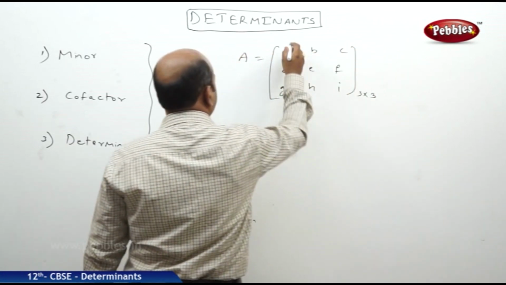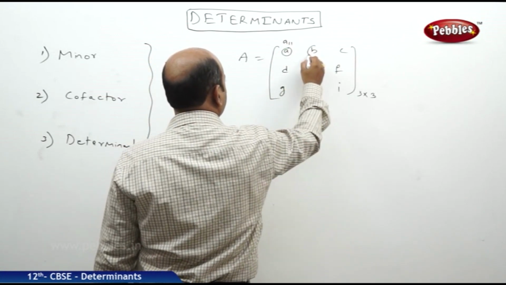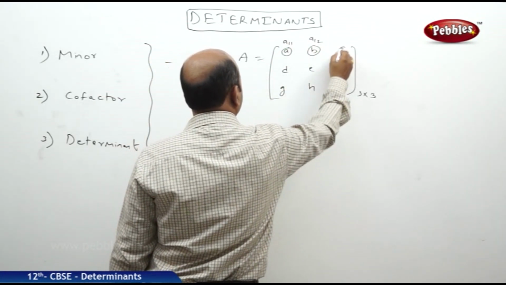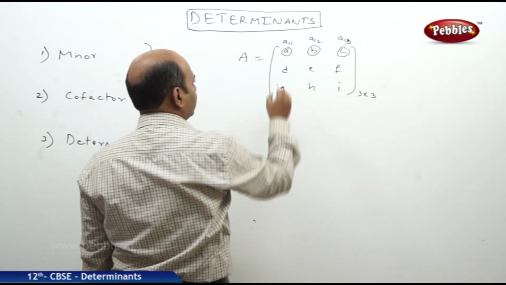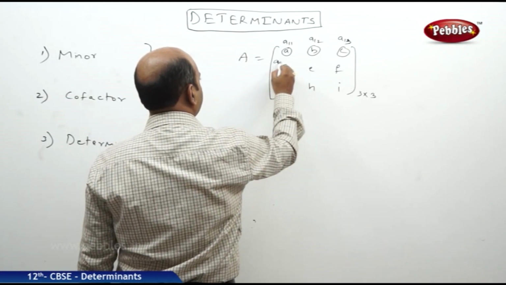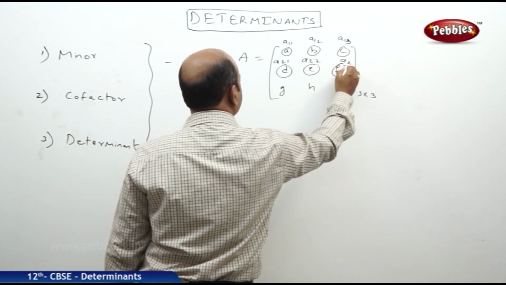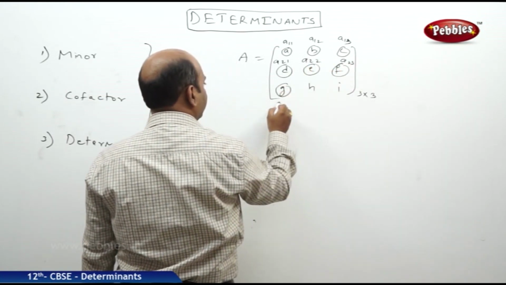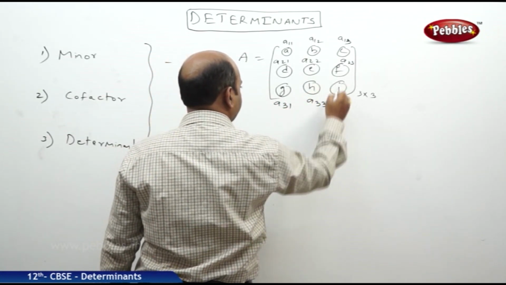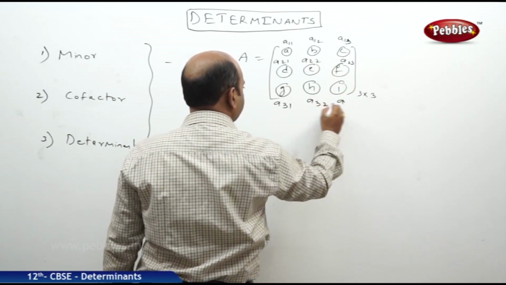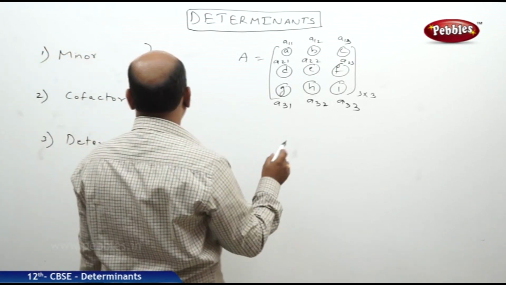If you observe carefully, in matrices I discussed the position of this a is a11, this position is a12, this I can write as a13. How does this a13 indicate? First row, third column. And this d indicates a21, e indicates a22, f indicates a23, and g indicates a31, h indicates a32, i indicates a33.